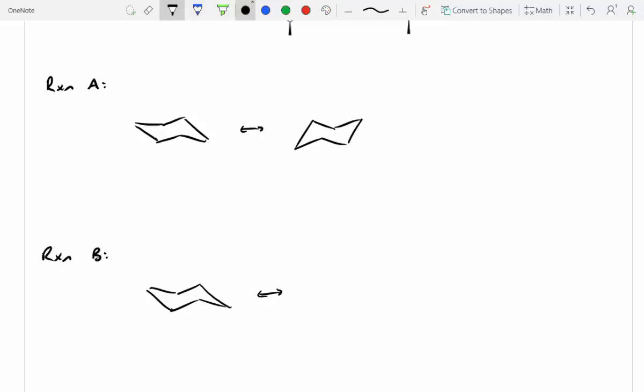Forgot how to draw a chair. It wasn't that long ago. I could barely draw it when we were doing that. My chairs don't look like chairs.